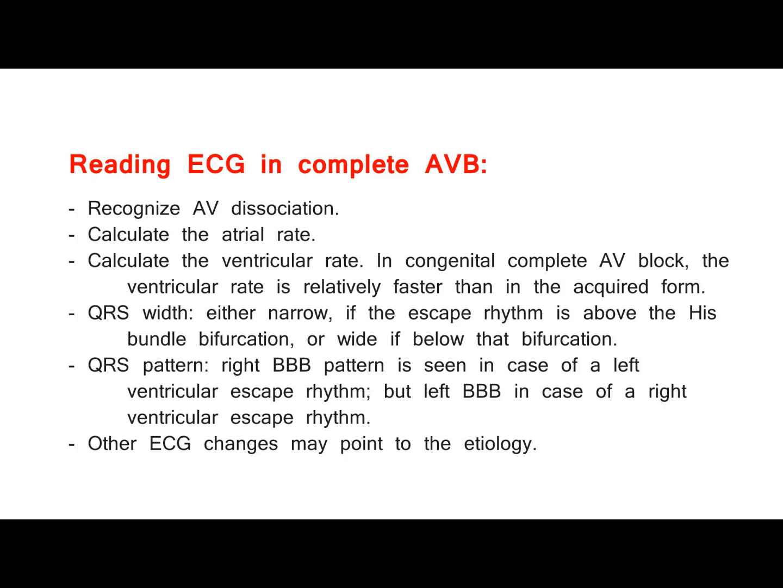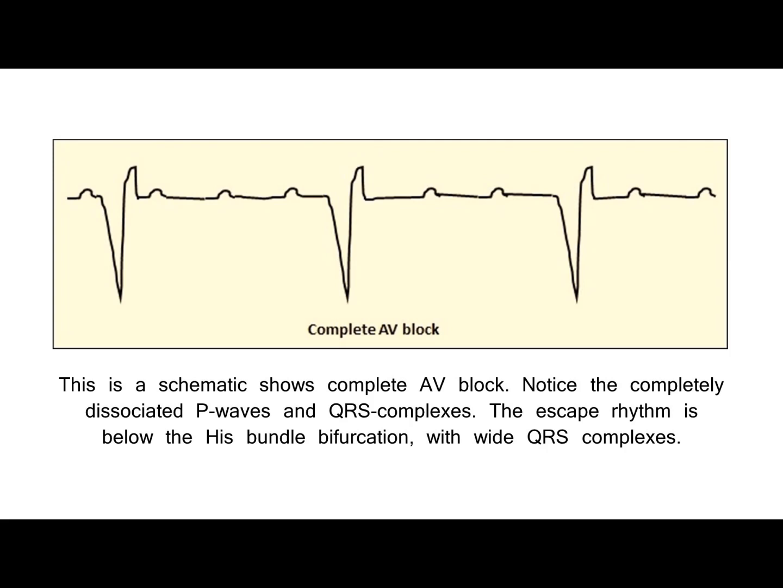Other ECG changes may point to the etiology. This schematic shows complete AV block. Notice the completely dissociated P waves and QRS complexes. The escape rhythm is below the His bundle bifurcation, with wide QRS complexes.